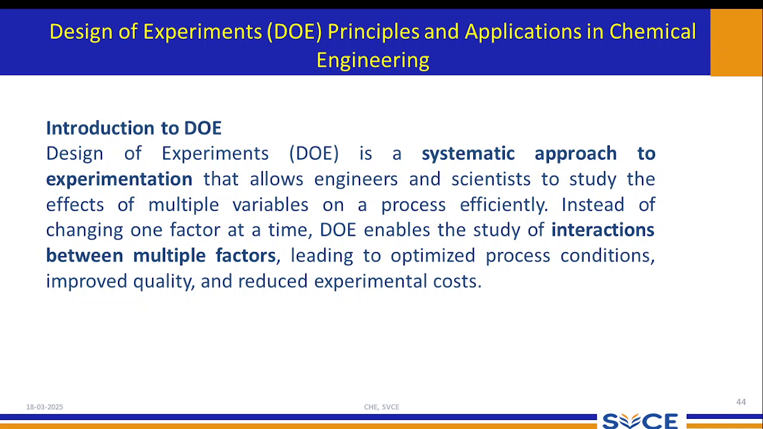So, design of experiments is a systematic approach to experimentation that allows engineers and scientists to study the effect of multiple variables on a process efficiently. Why do we need to study? Because we want to find the optimized point. Instead of changing one factor at a time, design of experiments enables the study of interaction between the multiple variables, leading to optimized process conditions, improved quality, and reduced experimental cost.